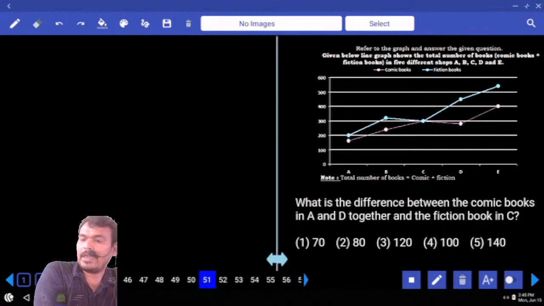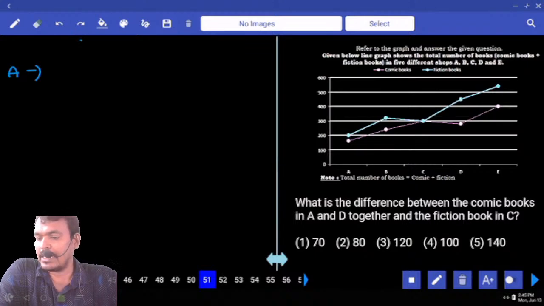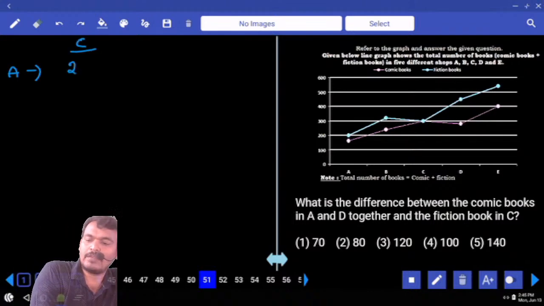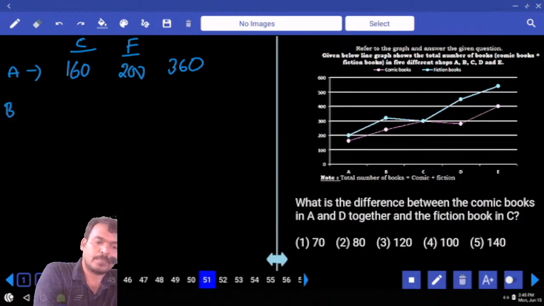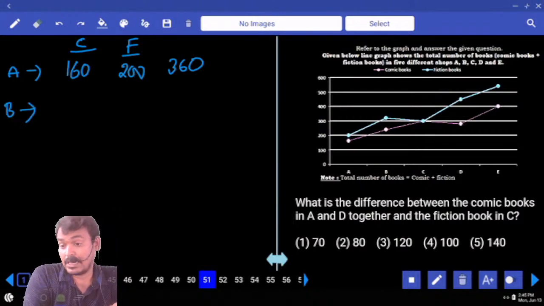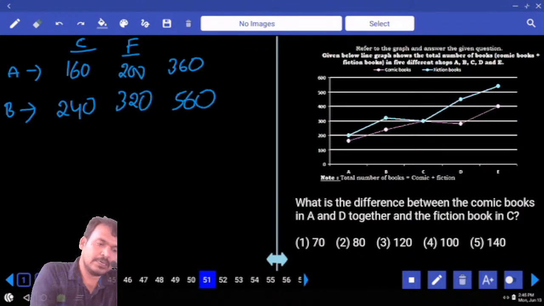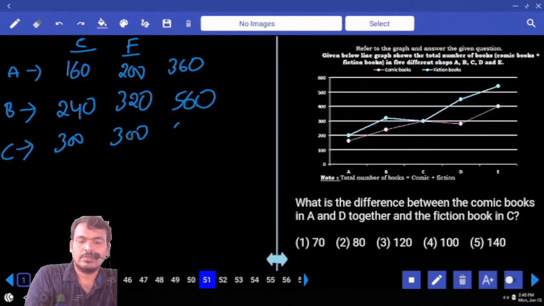First, bookshop A. What data are given? One is comic books, another one fiction books. Comic books in bookshop A. Comics 200 or 160? 160. Comics are 160 and fiction are 200. Total books 360 or not? Next, bookshop B. Comics are 240. Fiction 320. Total 560 or not? Next, in C, comics are 300, fiction also 300. Total books 600 or not?